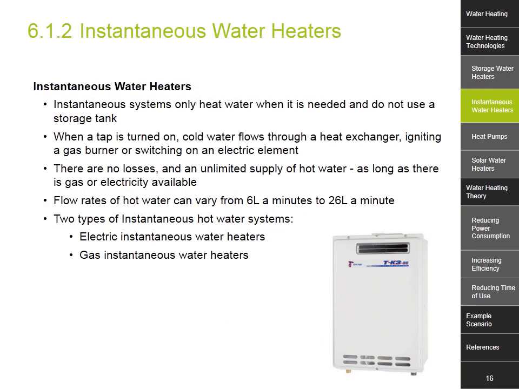Instantaneous water heaters, or continuous flow hot water systems, only heat water when it is needed and do not use a storage tank. When a tap is turned on, cold water flows through a heat exchanger, igniting a gas burner or switching on an electric element. There are no losses, and an unlimited supply of hot water is available as long as there is gas or electricity available. Flow rates of hot water can vary from 6 litres a minute to 26 litres a minute, depending on the model. Instantaneous hot water systems can be broken down into two types: electric instantaneous and gas instantaneous.